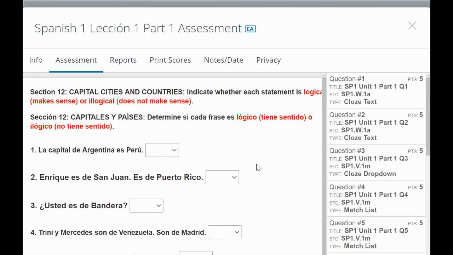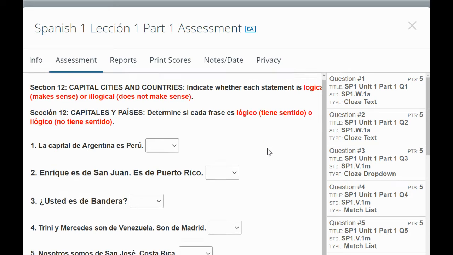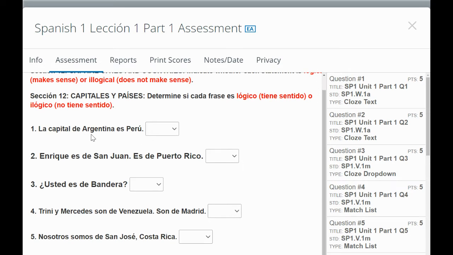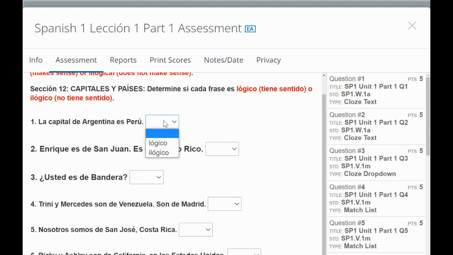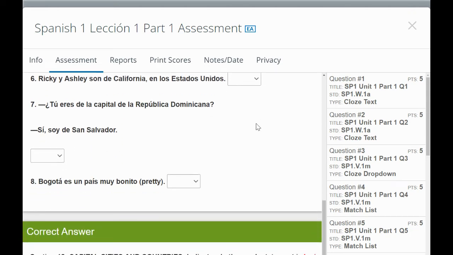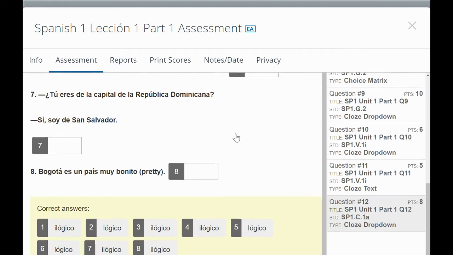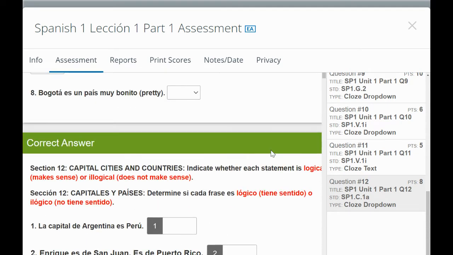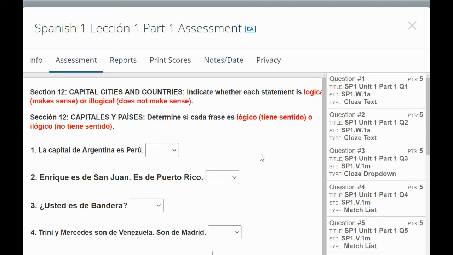Capital cities and countries. Indicate whether each statement is lógico or ilógico, makes sense or is illogical. So number 1 says, La capital de Argentina es Peru. Hopefully you know that Argentina and Peru are both countries, so you'd pick probably illogical. Make sure you know if these statements are logical or illogical. So this is part 1 of your test. Are there any questions on part 1 so far?